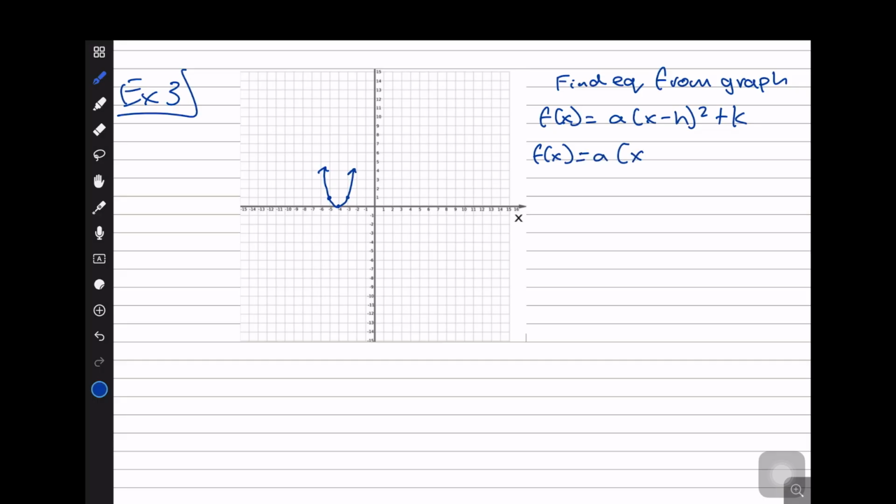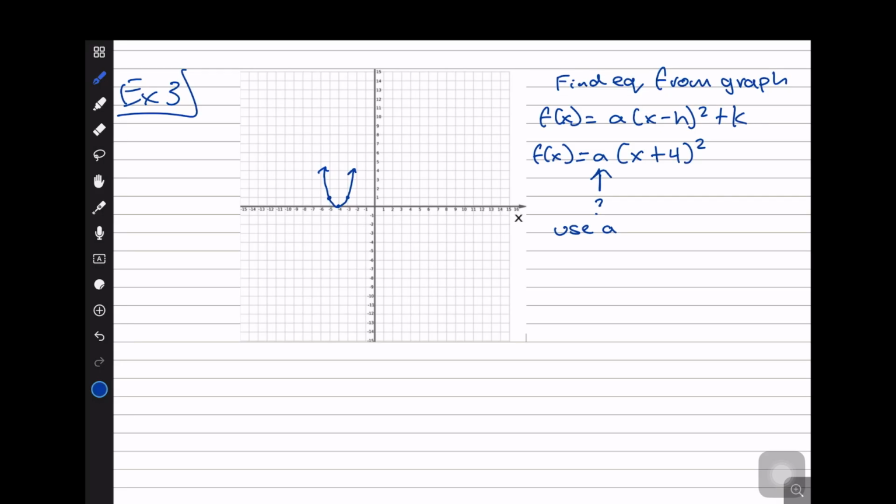Now your vertex is negative 4, 0. So when you're writing that negative 4, because it goes in parentheses, you're going to do the opposite sign. So our new formula becomes f of x equals a times (x plus 4) squared. Now, because our k is 0, we don't really write anything; we just keep it like that. And now we can see from the graph that our slope is 1, so a is going to be 1.